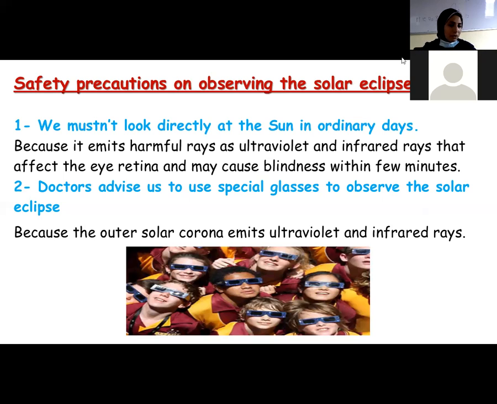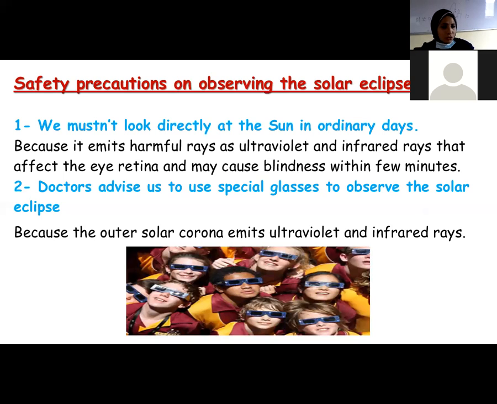But the ultraviolet and infrared rays may cause blindness because they affect the eye retina. They affect the eye retina, so they may cause blindness. We can't see anything because these rays are harmful.